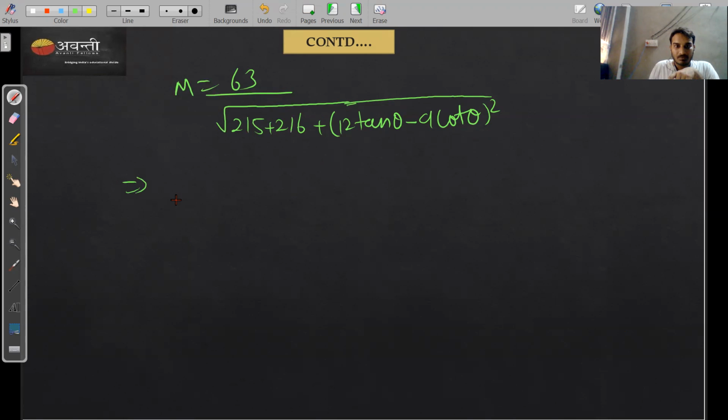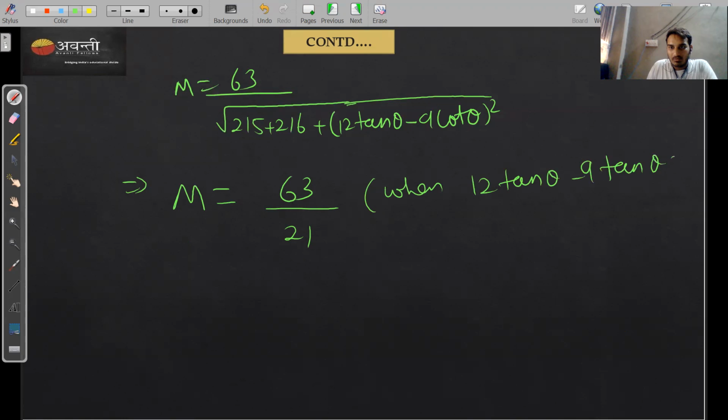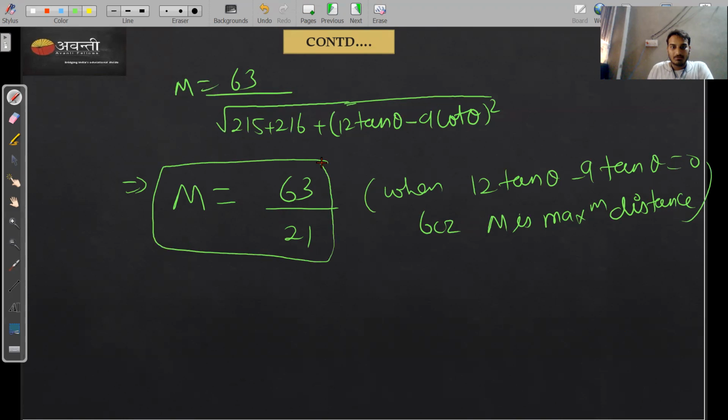It implies capital M is 63 divided by, what is this? 21, right? 21. Capital M is maximum when 12 tan theta minus 9 cot theta is equal to 0, because capital M is the maximum distance, right? Okay. So small m and capital M, we know.